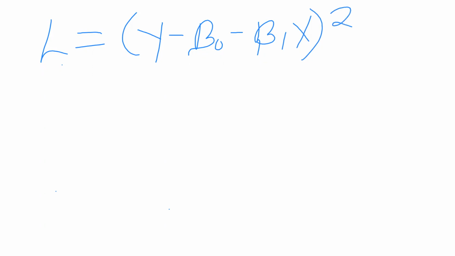So now we are differentiating this equation with respect to beta 1. Previously, we were differentiating it with respect to beta naught, right? So we have the derivative of L with respect to beta 1 is equal to. Is that clear? The derivative of L with respect to beta 1 simply means we are differentiating this with respect to beta 1.